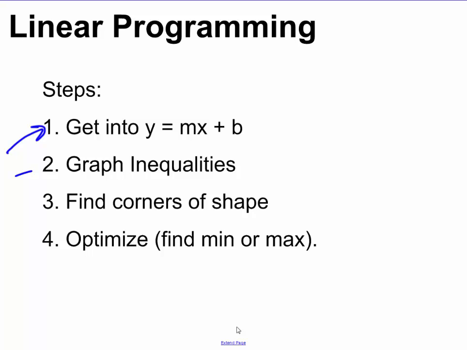Once they're there, you want to graph the inequalities, and it's really important that you remember to shade them. Shading is going to be what shows us where our feasible region and solution is. Once you find the shading and where they overlap, you'll want to find the corners of the shape, and we'll look at that more in a moment.